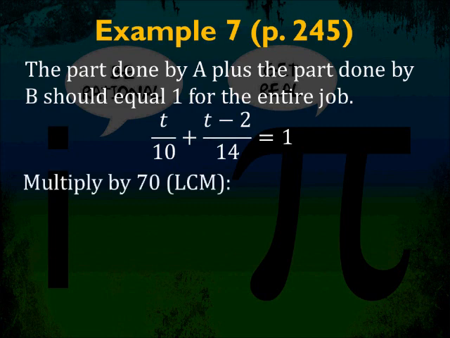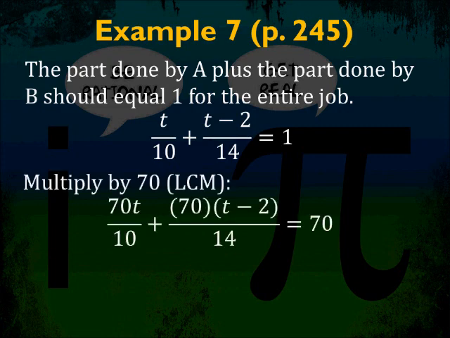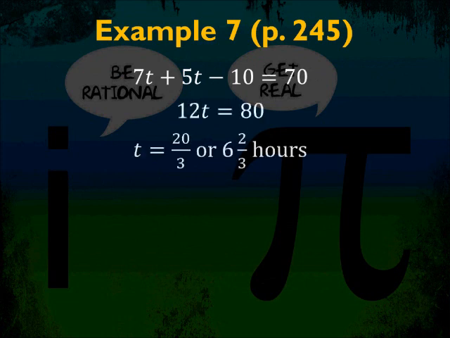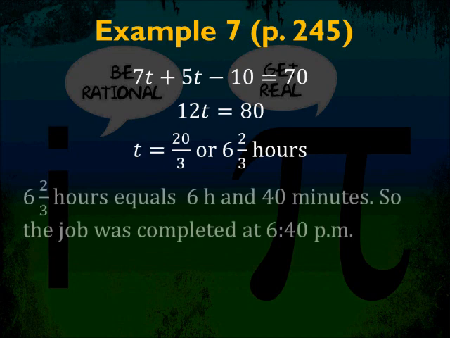The least common multiple is 70, so let's multiply every term by 70. And let's simplify. So you get 7t plus 5t minus 10 equals 70. Let's combine the like terms, and you get 12t equals 80, so t equals 20 over 3, or 6 2/3 hours, which means that's how long Crane A worked for. So the job was completed, since it started at noon, at 6:40 p.m.